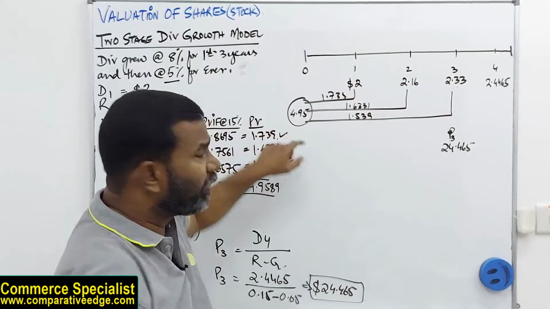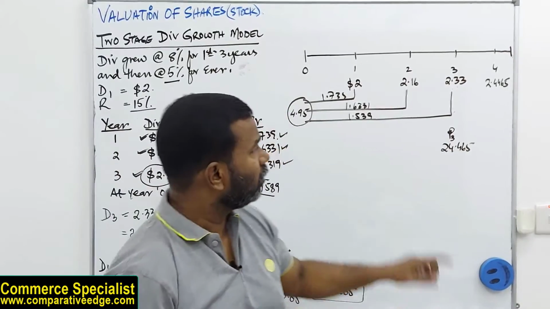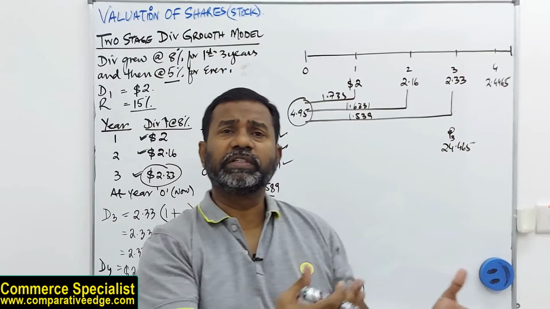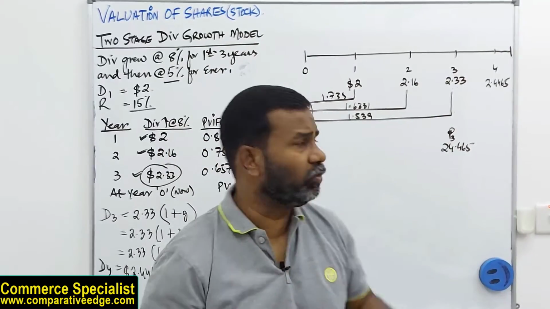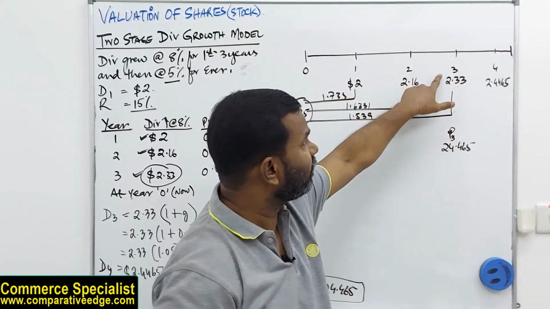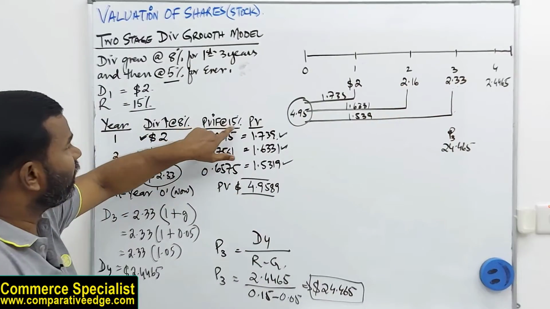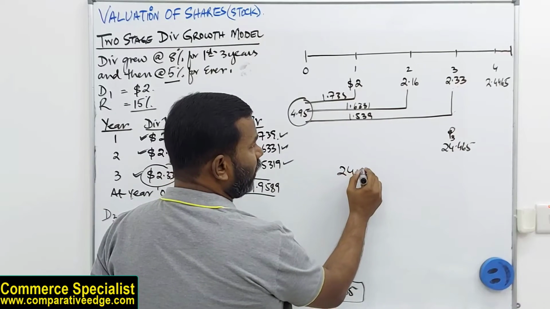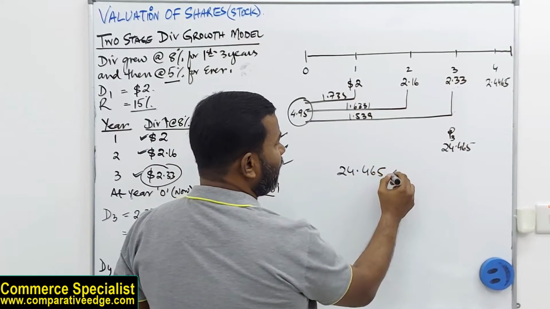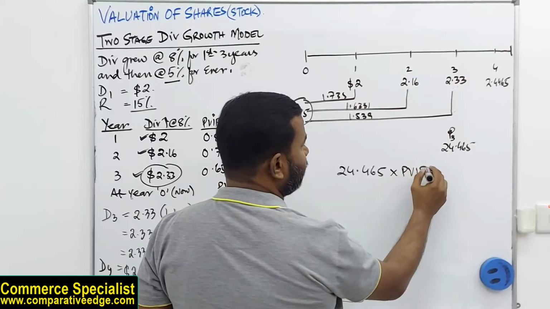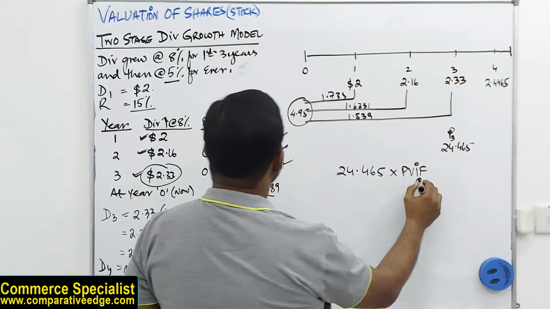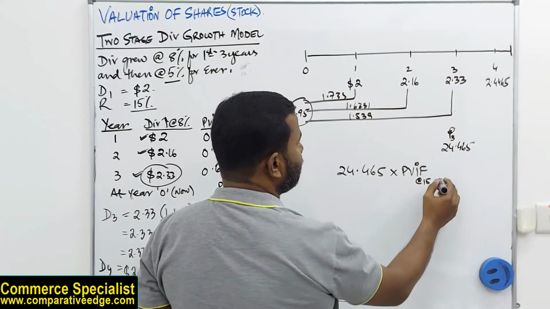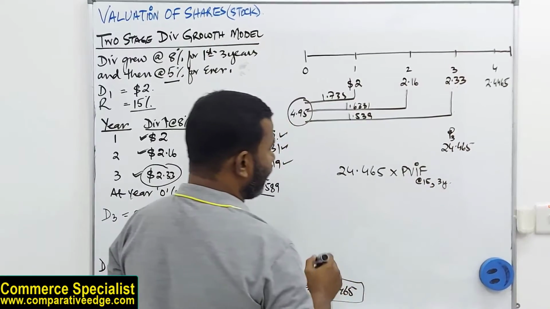We are talking about now because we are buying the share now. So this is the future value of the share after 3 years. We need to discount it back. We need to find the present value of this amount. So because this is year 3, our discount rate is 15%. So what you can do is just take 24.465 multiplied by the present value interest factor. Okay, and you take the rate 15% from the table, and this is 3 years, n will be 3.